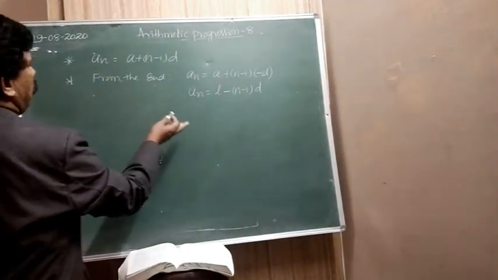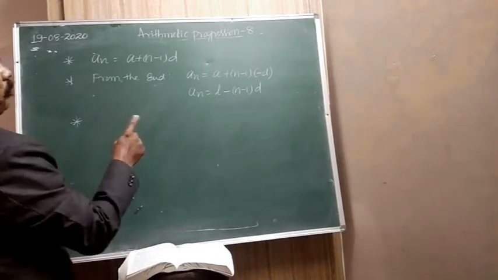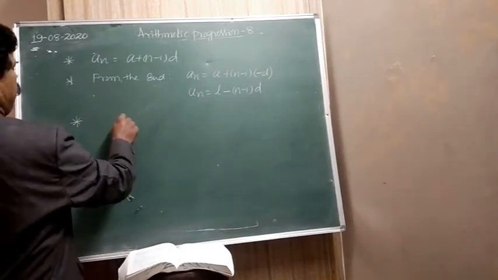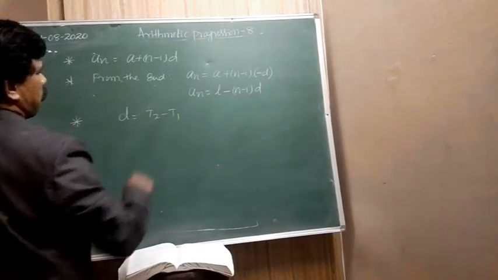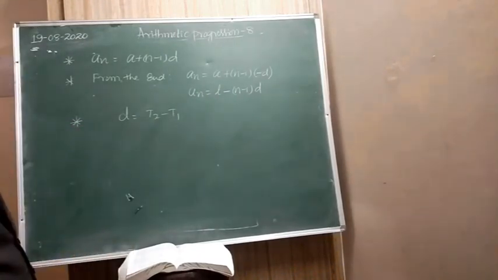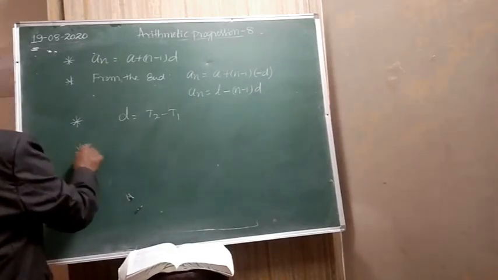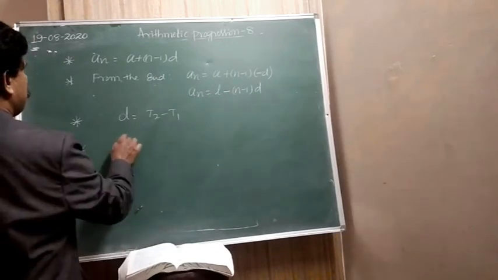So next thing is what? Apart from this, any other formulas? So common difference, how to find? T2 minus T1, succeeding term minus preceding term. Then what we have studied, the number of terms, how to take the terms.